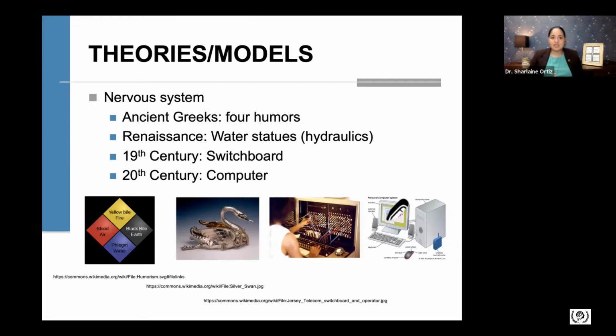So for instance, the ancient Greeks would explain mental illness in the sense of the four humors. What do I mean by that? So if you look here at your bottom left, you're going to see that they would attribute the yellow bile to fire, and they would attribute black bile to earth, and so on and so forth. So they believed that all humans had all four of these, and having an excess or a deficiency of any of these four biles, that's when people started to have mental illness.